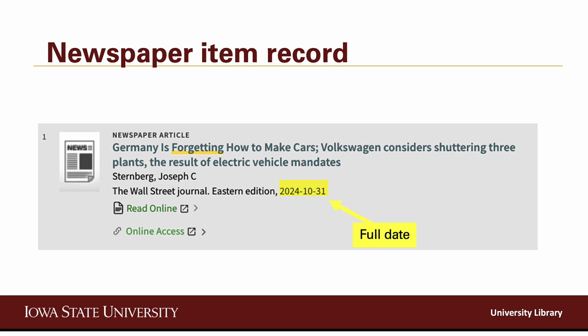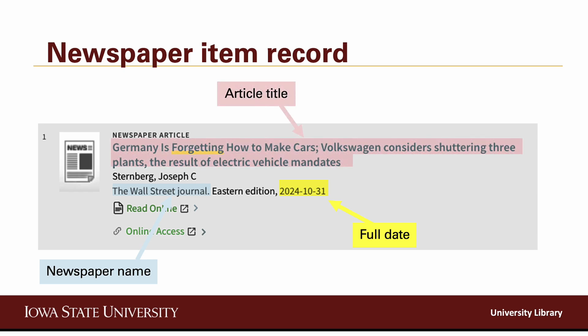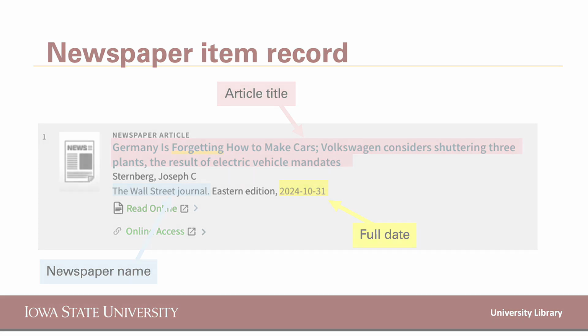They also include the name of the container, which is the name of the newspaper, and the name of the article. The full date is one way to tell the information's format. So now let's talk about articles that are found in magazines and journals.